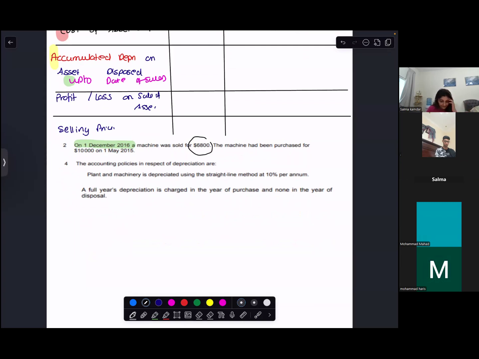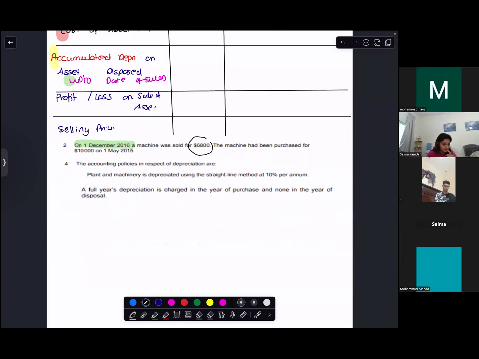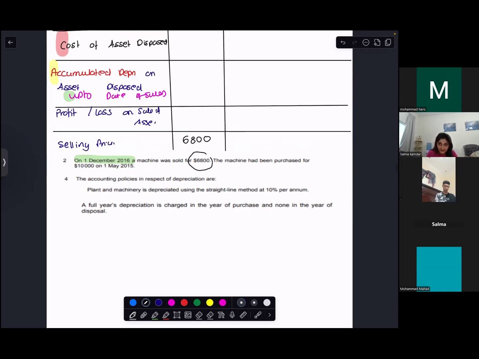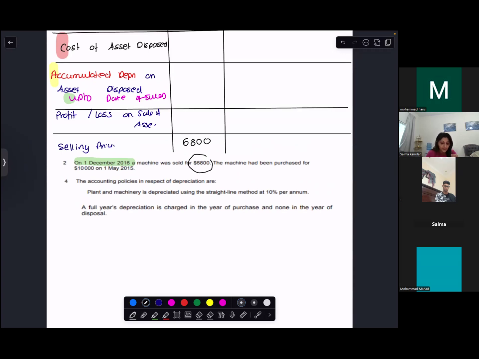Means that the asset was disposed for 6,800 and it was bought for 10,000. It is sold for 6,800. Simply given directly, this asset is sold for 6,800. Are you with me? Yes. Okay. This asset was purchased for 10,000.